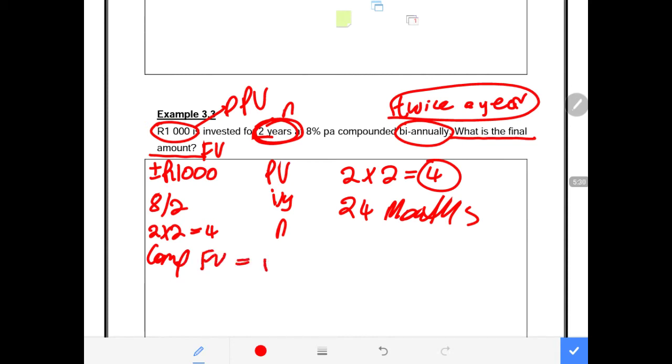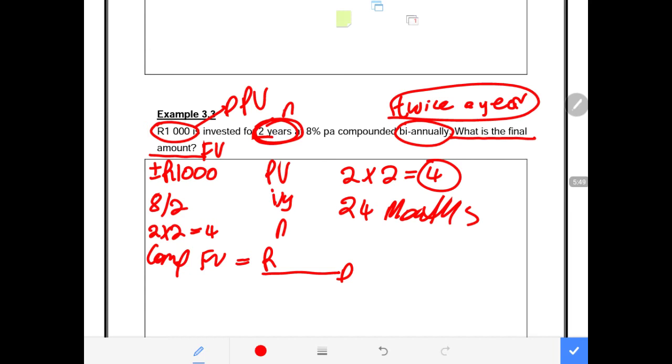We want to know how much will be in the account at the end of 2 years, meaning at the end of 4 compounds, which is the 6-month compounds, 4 times over the period of 2 years. So now we say compute future value. Then how do we press this in our calculator?